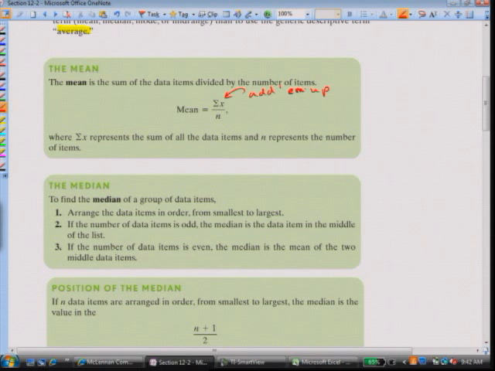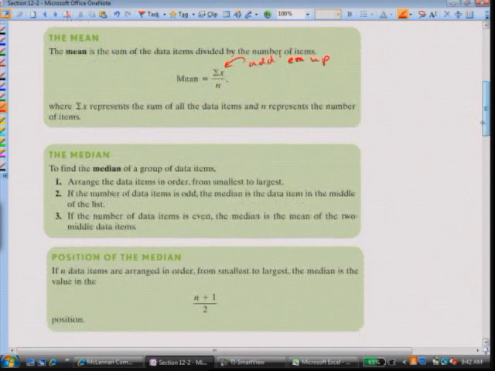The median is, you have to order the data from smallest to largest. And then it depends, if you have an even number of data values, you pick the middle two so that you have the same amount on either side and find the average of those two. So you just add them together and divide by two. If you have an odd number of data values, the middle one will be the number where you have the same amount on each side. So it depends on what happens.